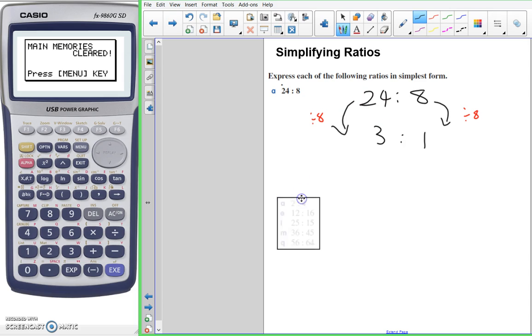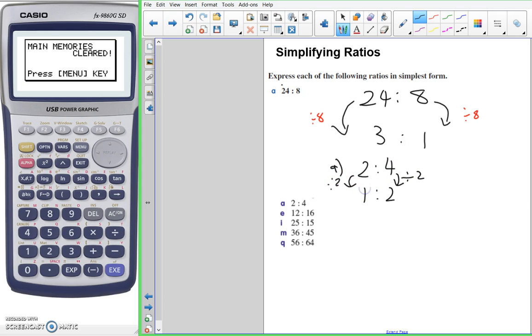We're going to have a look at a couple of others here. So we've got a few down here. We'll start with A. We've got 2 to 4. So we need to find the highest common factor for both of them. Once again, start with the lowest number, see if it goes into the bigger number. So does 2 go into 4? It does, meaning 2 divided by 2. So 4 divided by 2 is 2. 2 divided by 2 is 1, giving us a final answer of 1 over 2.